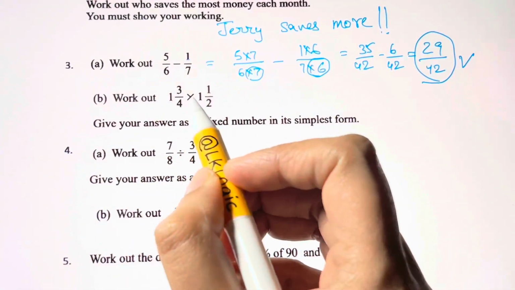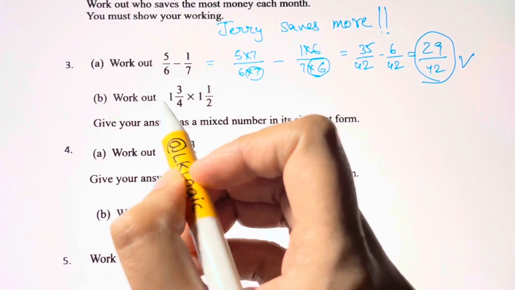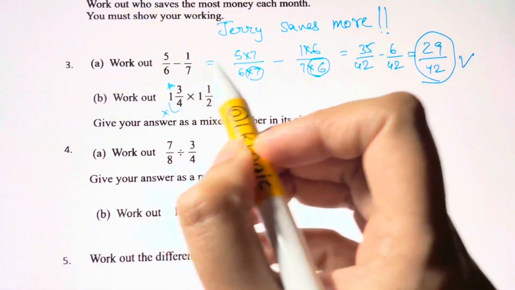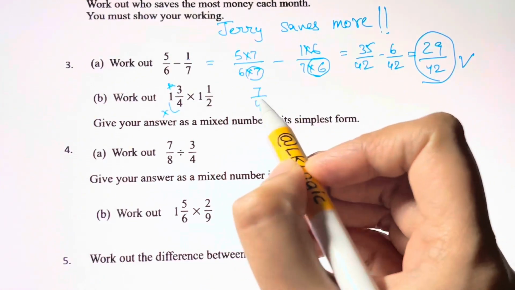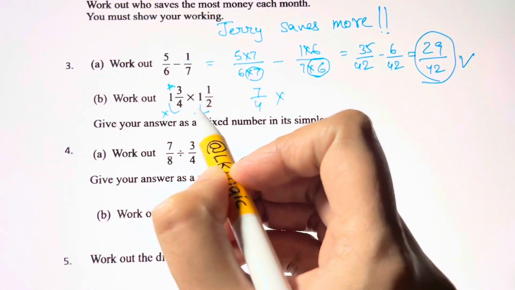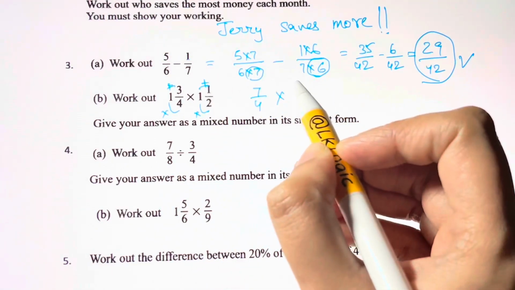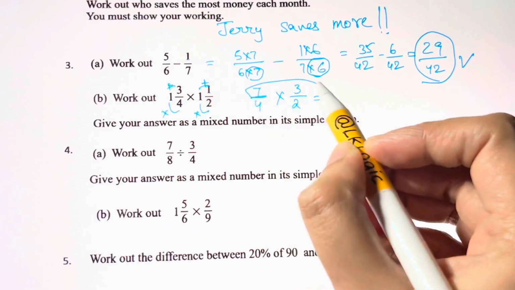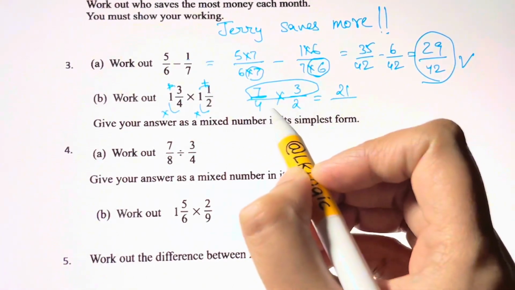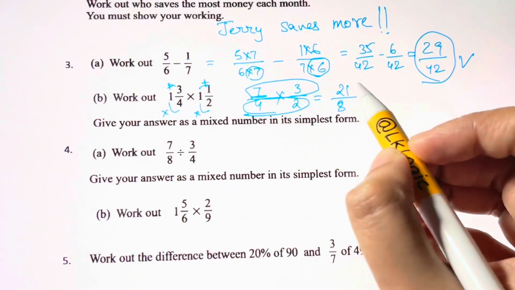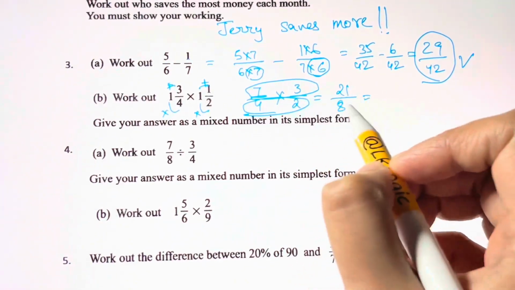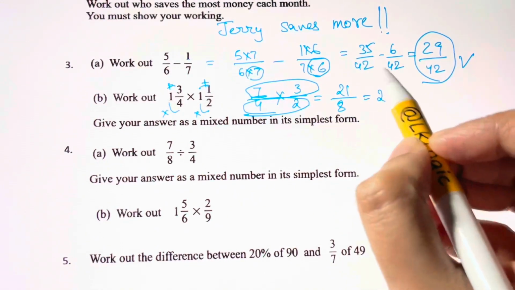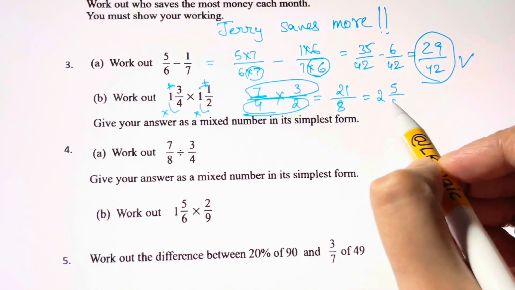Work out 1 3/4 times 1 1/2. So just convert these. 4 times 1 plus 3, so that's equal to 7/4 times 2 times 1 plus 1, that's 3/2. That's equal to 7 times 3 is 21 over 4 times 2 is 8 and that's your answer. If you want to write it as a mixed fraction, how many 8s do you have in 21? 2. And how many are left out? 5 8ths.